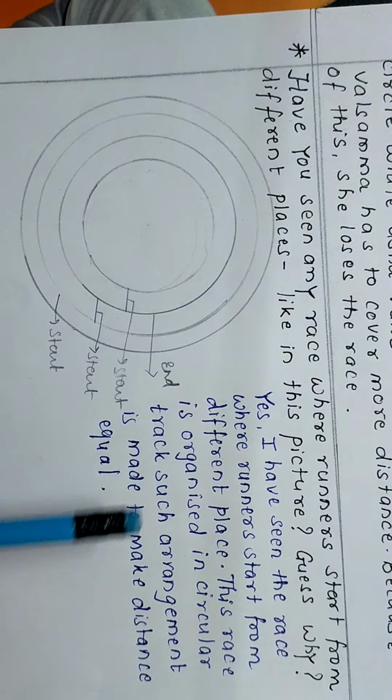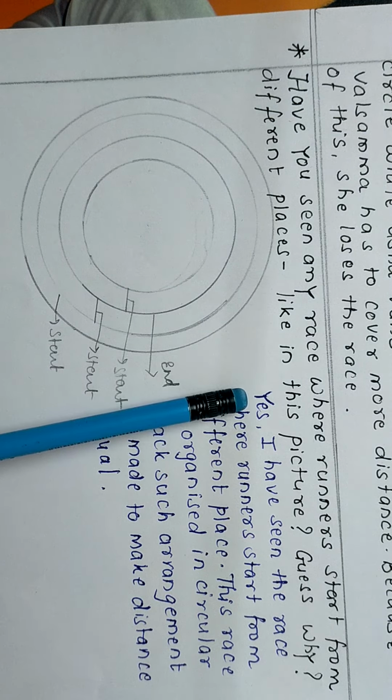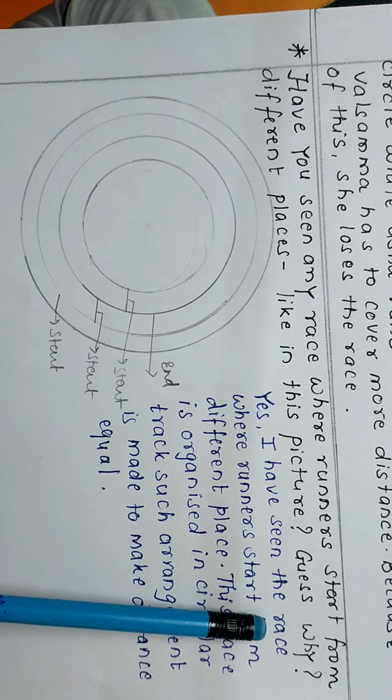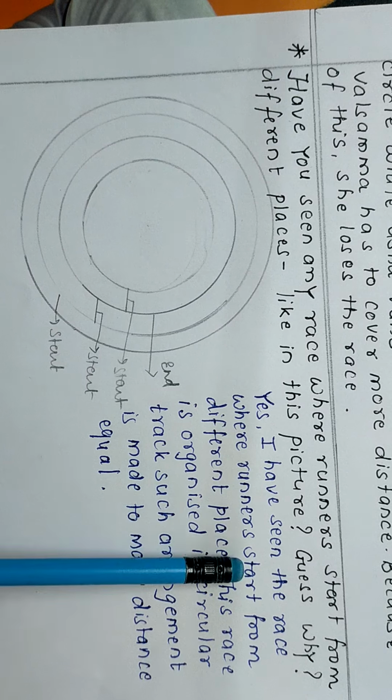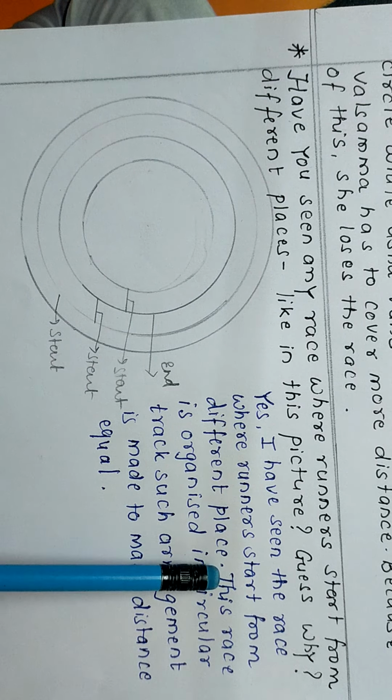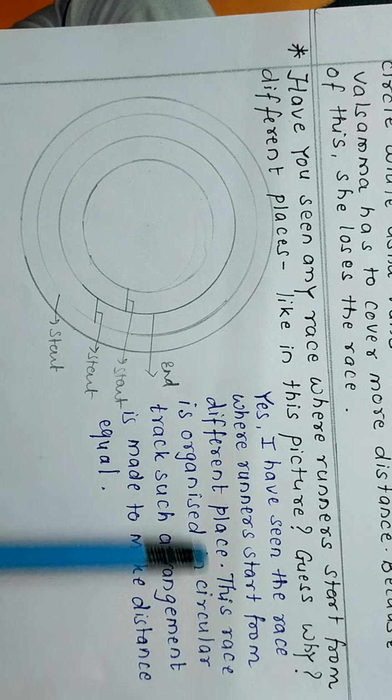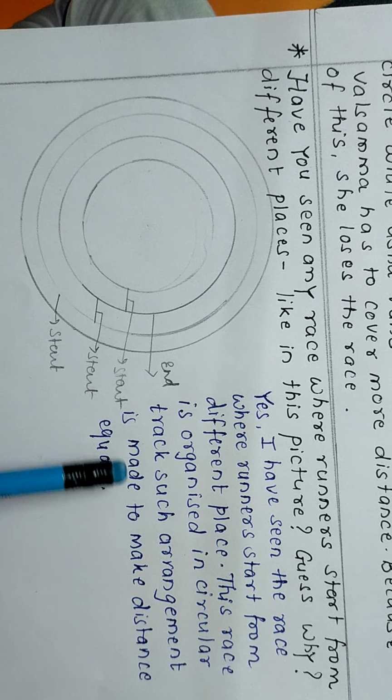So let's write in sentence form. Have you seen? So for that the answer is: Yes, I have seen the race where runners start from different places. This race is organized on a circular track. Such arrangement is made to make the distance equal.